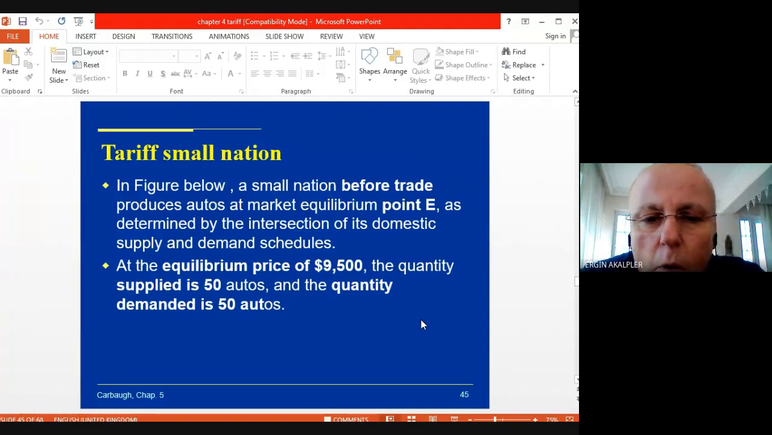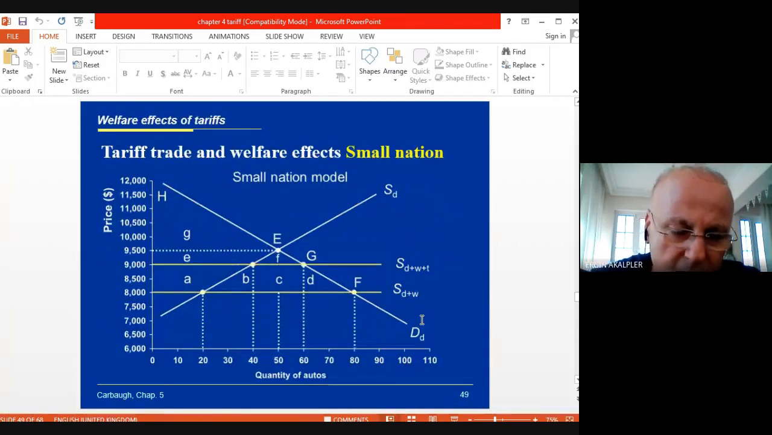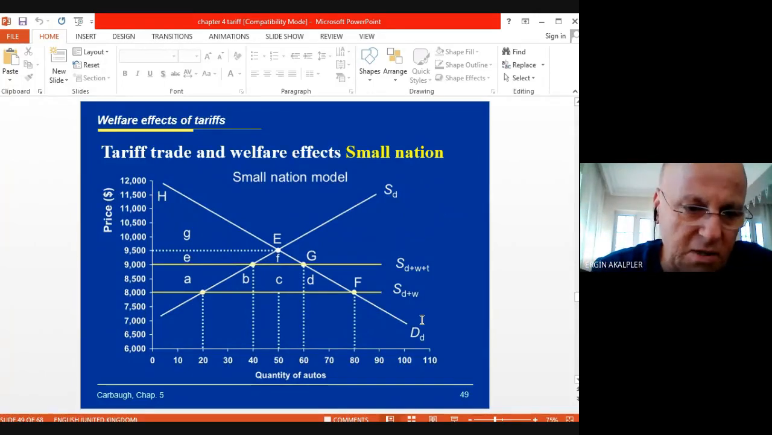In the figure below, a small nation before trade produces autos at market equilibrium point E, as determined by the intersection of its domestic supply and demand schedules. At the equilibrium price of 9,500, the quantity supplied is 50 autos, and the quantity demanded is 50 autos either. The graphic is this one you want to see. Did you see the graphic now? This is the graphic which is going to be analyzed.